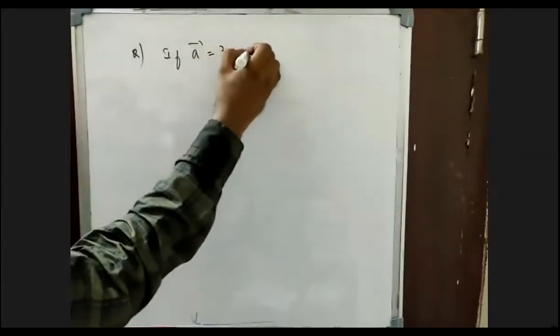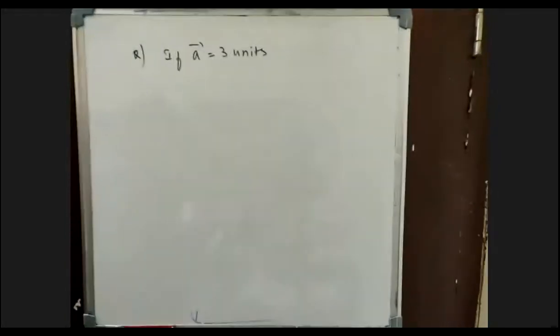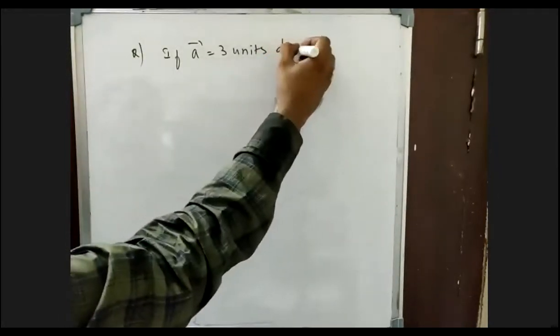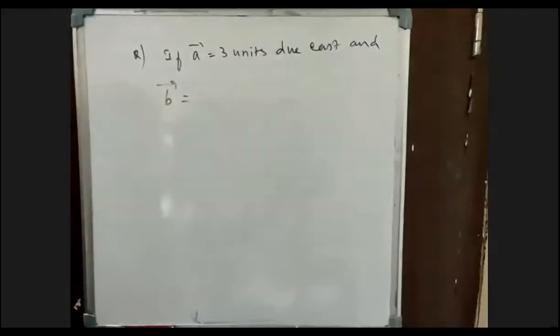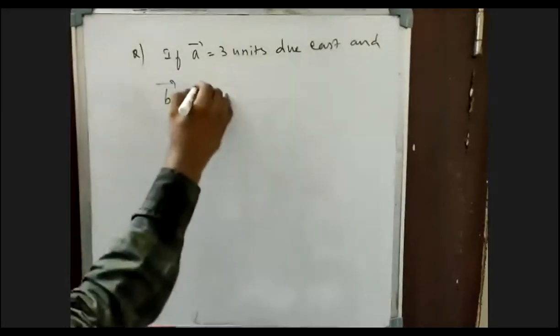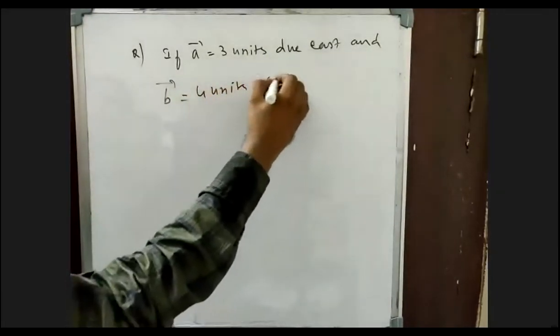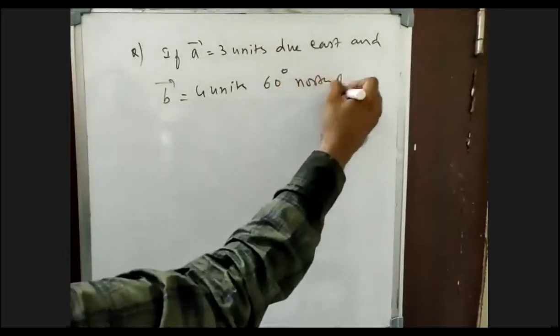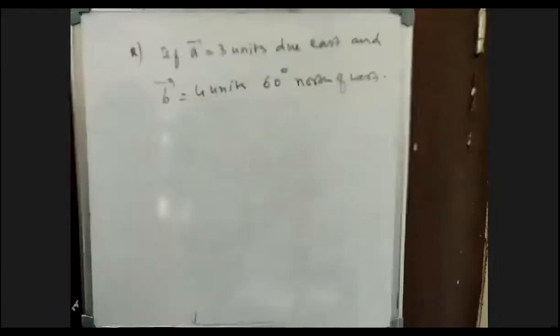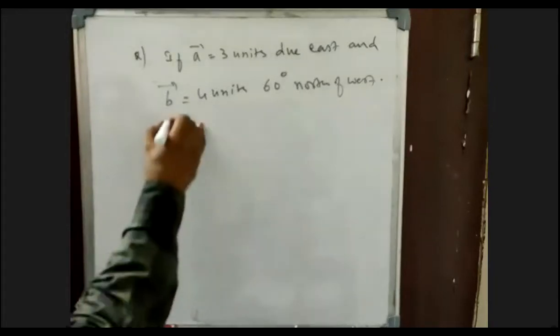Take a paper and pen and try to do this problem. I'm giving a small question. Try to do it, everyone. If vector A bar is equal to 3 units due east, and B bar is equal to 4 units, 60 degrees north of west. Find their resultant.